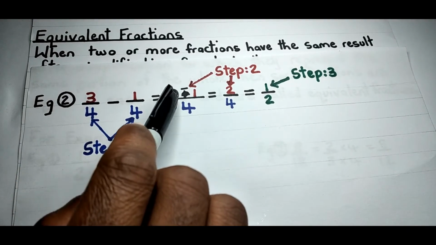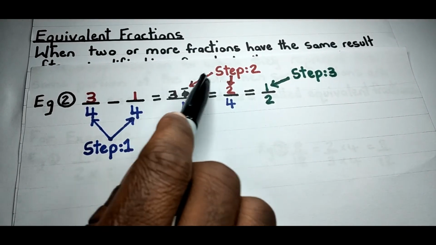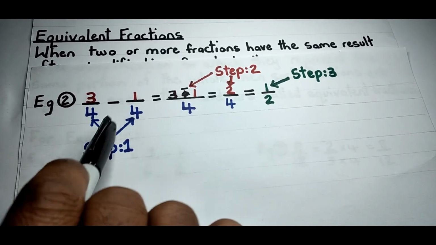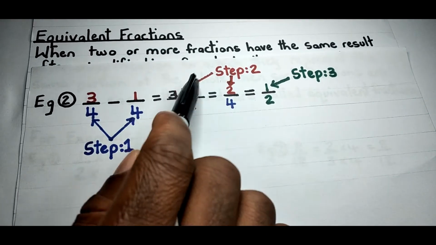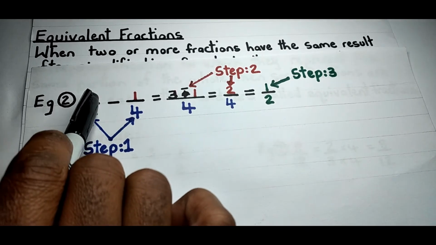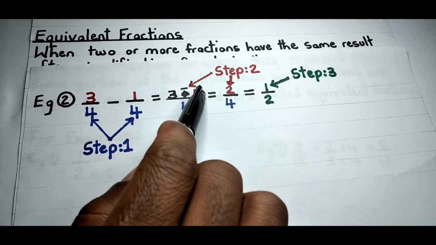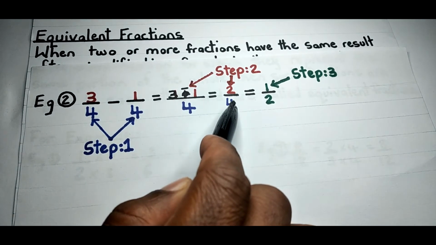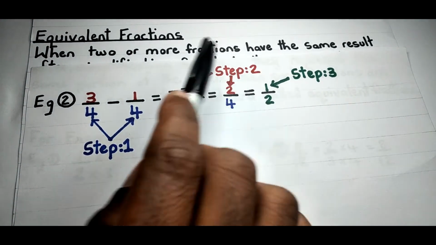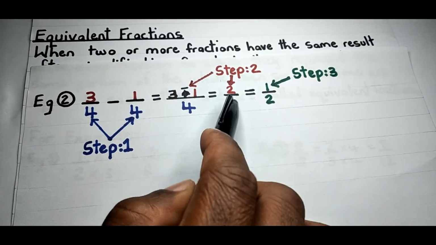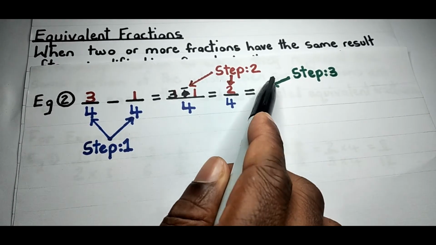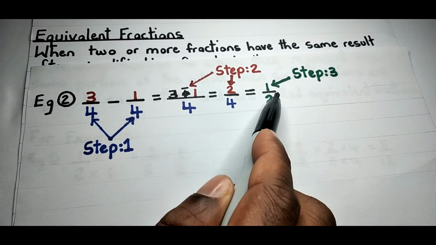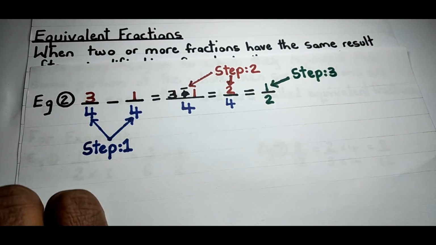We ensure that the denominators are the same, step 1. Then we subtract the numerators. So we have 3 minus 1, which gives us 2 right there, and we keep the common denominator. Then we know that 2 over 4 can also be written in a simpler form, which is 1 over 2, which we explained in the previous example.